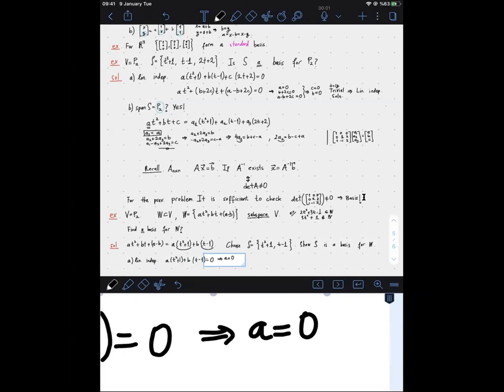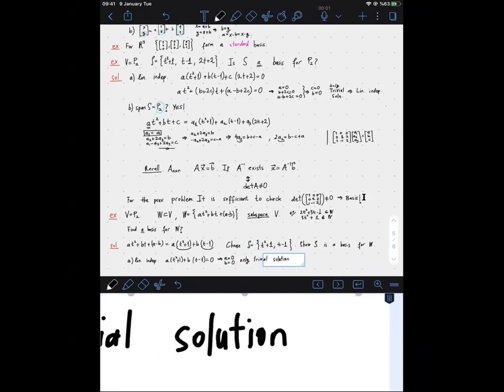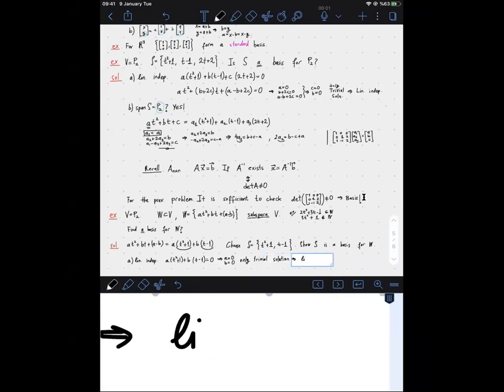Okay, so there's only a trivial solution. We should say only trivial solution. So only trivial solution means what? Only trivial solution means linearly independent. Okay, so this part is done.